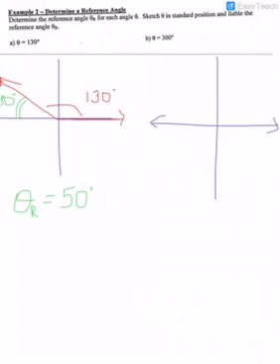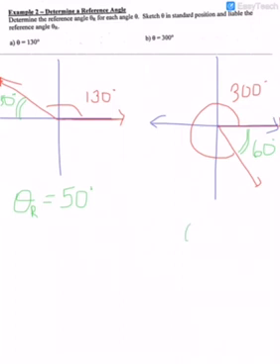Let's try the next one, so 300 degrees. Now 300 degrees would be in quadrant 4, and that leaves us with a 60-degree reference angle, since the whole way around would be 360 degrees. So we would write theta r equals 60 degrees.